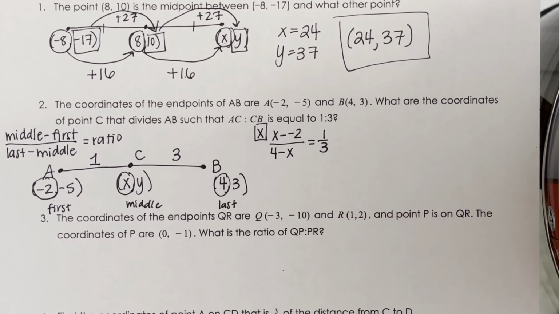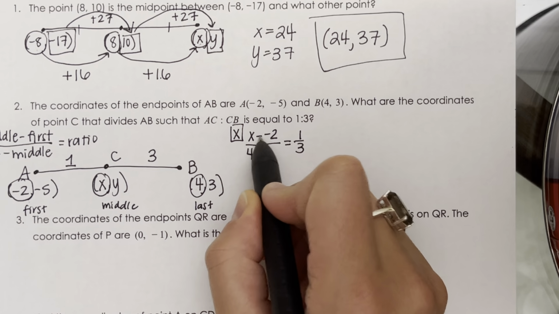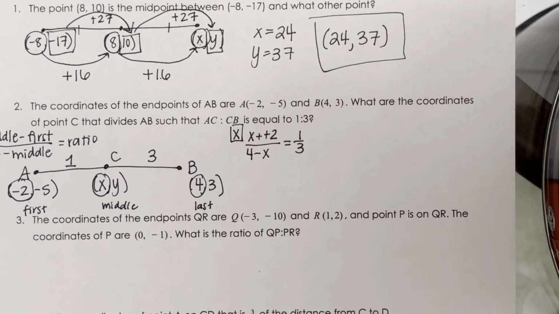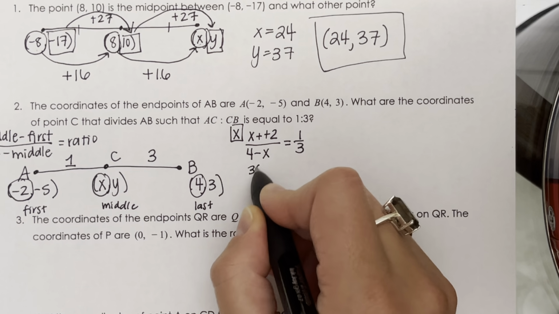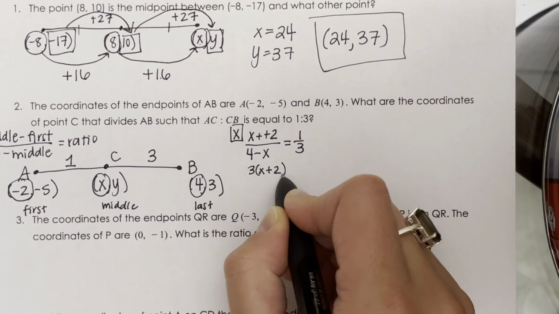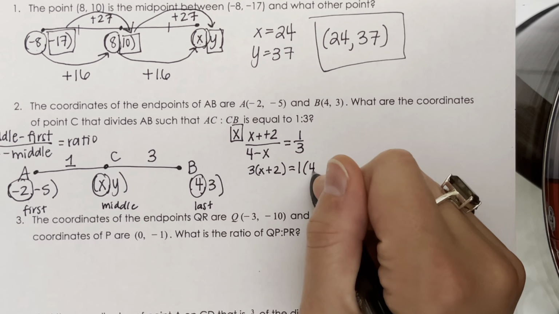And now it's just a little bit of algebra. I'm going to have to do some cross multiplication here. So I know that minus and negative really makes this positive. So I'm going to do 3 times x plus 2 is equal to 1 times 4 minus x.